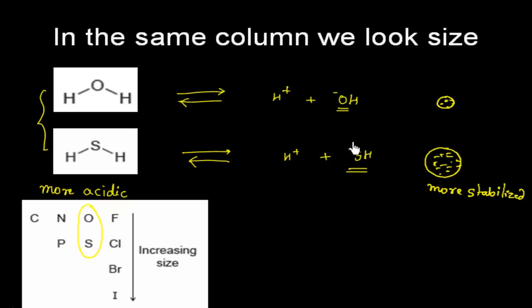So we can say SH minus is more stable. So the corresponding acid is more acidic.